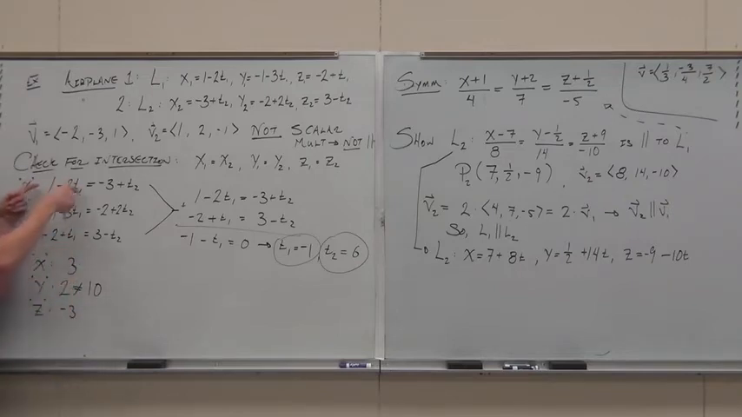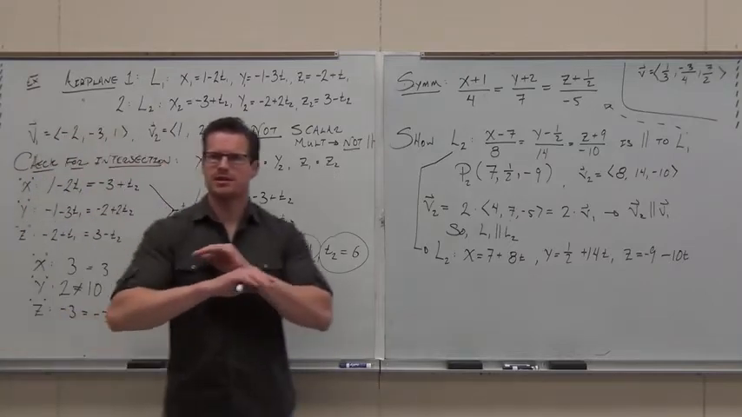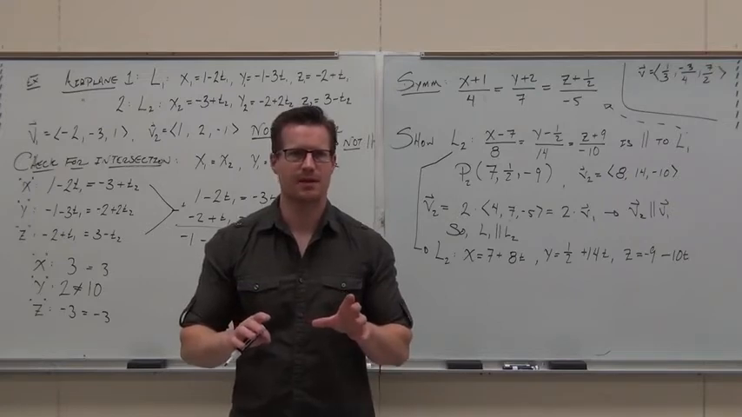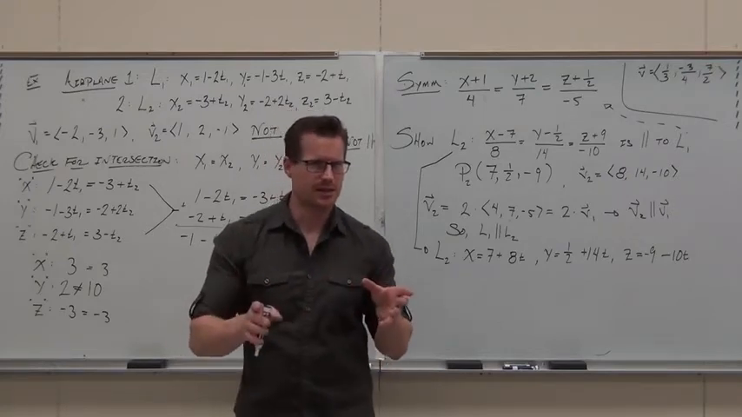Here we plugged in this. We got 3. It equaled 3 when we plugged in here. Here we got negative 3. It equaled negative 3. We got 2. We got 10. That says that these planes do not intersect. They're missing at that time. That's what's happening. Do you guys get the idea?